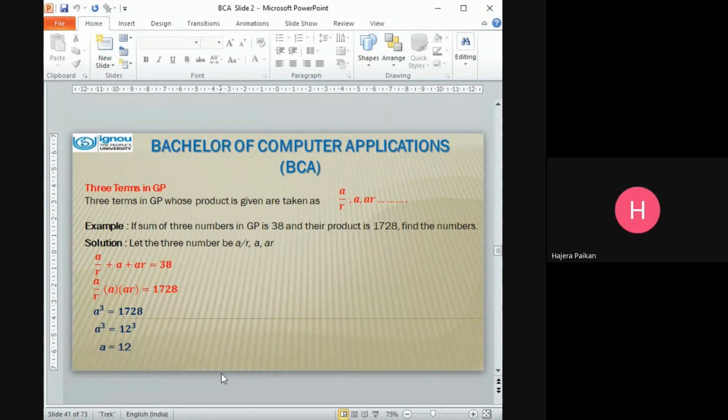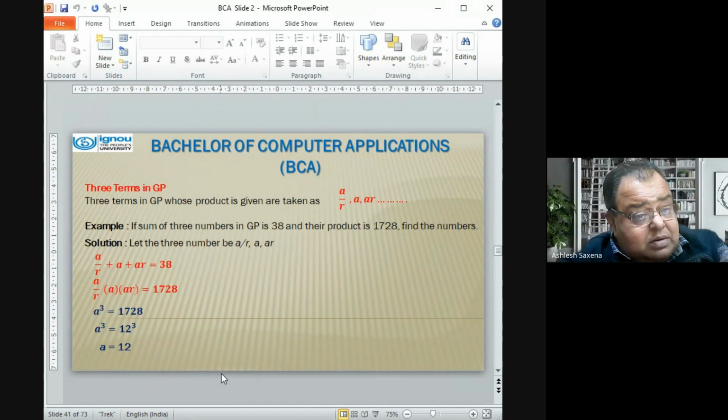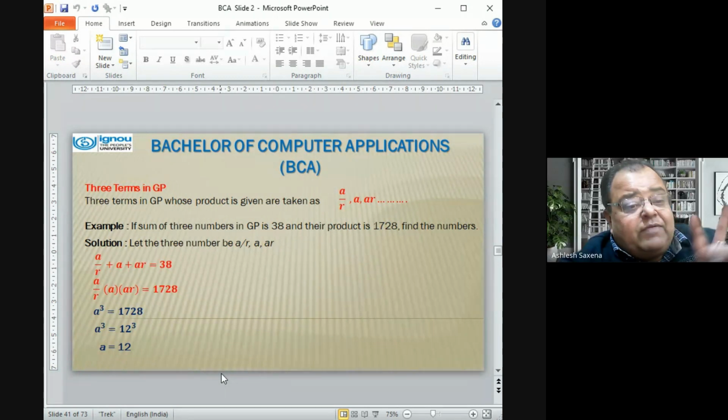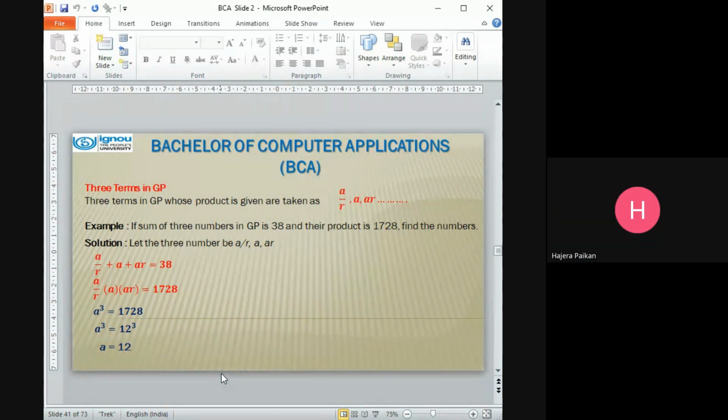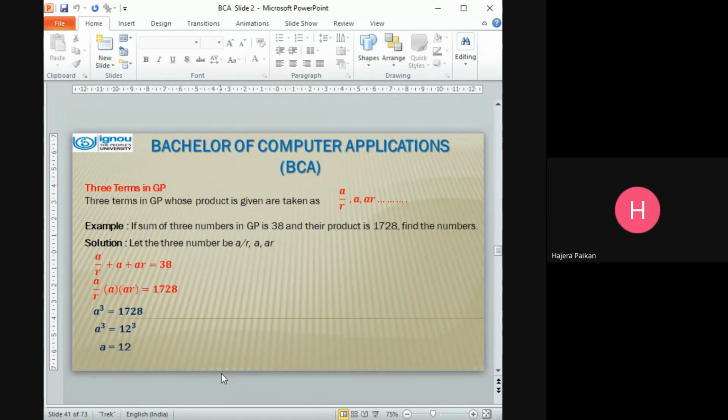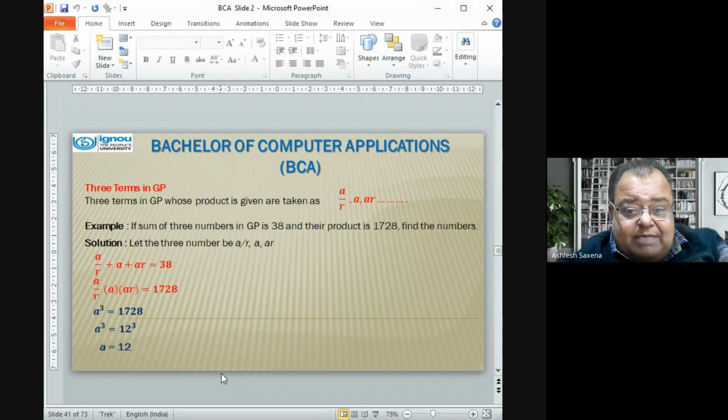The first term will be 18. Yes, sir. The first term is 18. The second one is 12. And the third is 8. So that means when you are clubbing these three numbers, you are getting 38. The addition will be 38. And the multiplying will be 17 and 28. That is what I'm just letting you know.